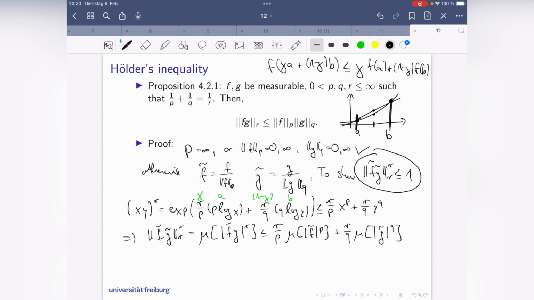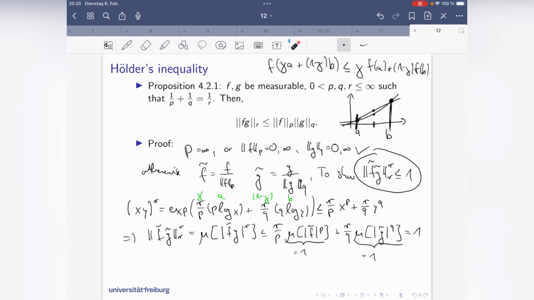Yeah, and the right hand side is 1 because, well, this here is 1 by definition. So this here to the power of p. I have f to the power of p, and here the integral over f to the power of p. When I integrate that, I have 1. So this here is 1. This here is 1. And r over p plus r over q, we had that is 1 also. So we're done because we showed this.